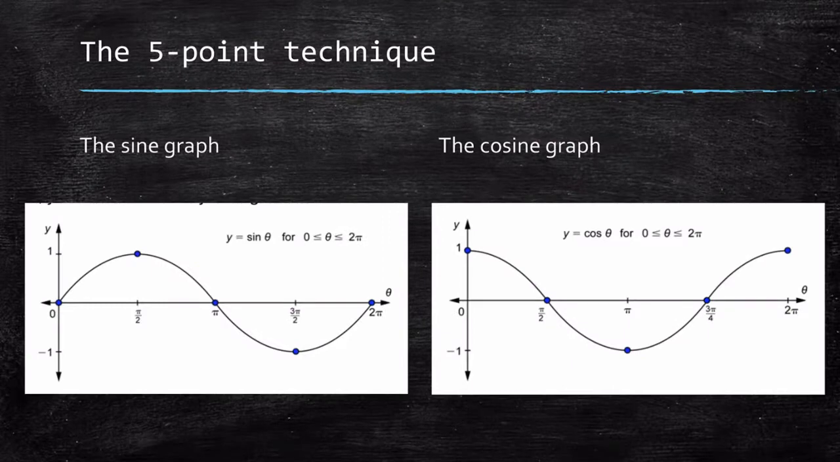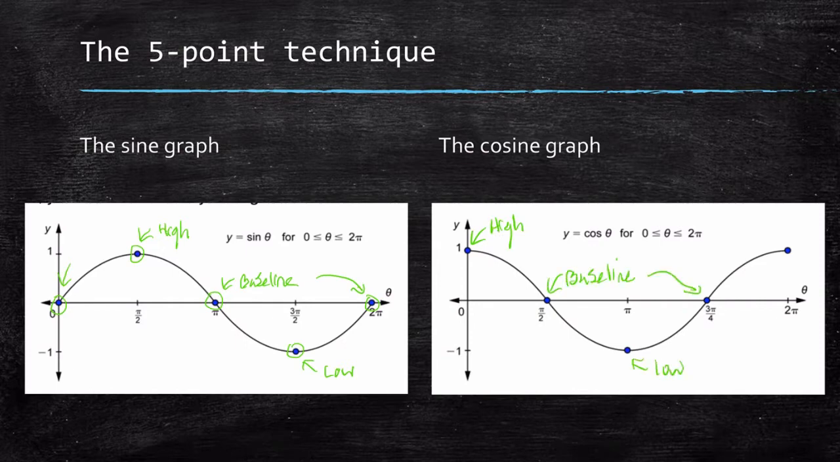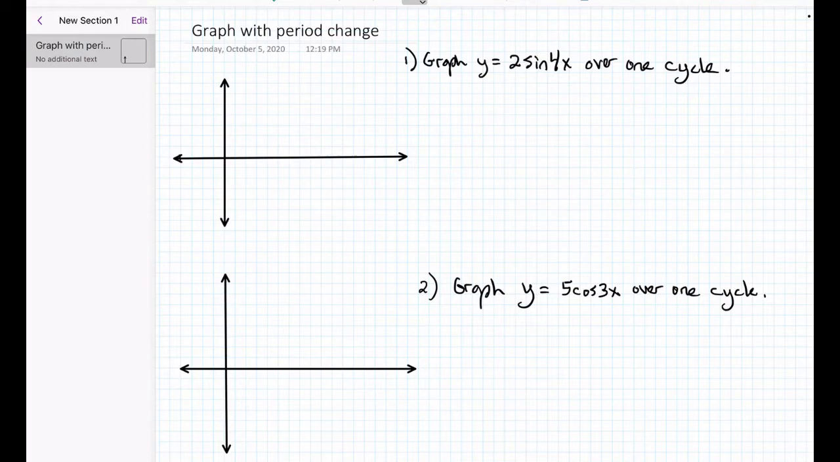Let's take a look at the graphs of sine and cosine, and recall that there's just 5 points that we need to plot when we are creating the graphs. For sine, the pattern is baseline, then high, then baseline, then low, then baseline. For cosine, it's high, then baseline, then low, then baseline, then high. So when we do graphs with period change, we'll keep in mind that all we need is 5 critical points per cycle. Okay, let's get to the fun stuff and let's start graphing.